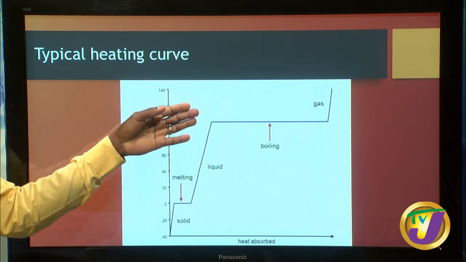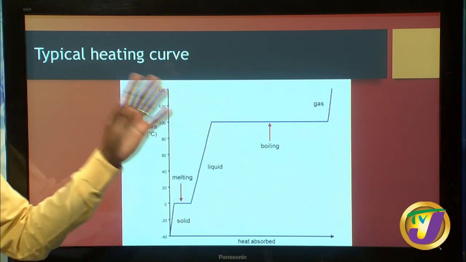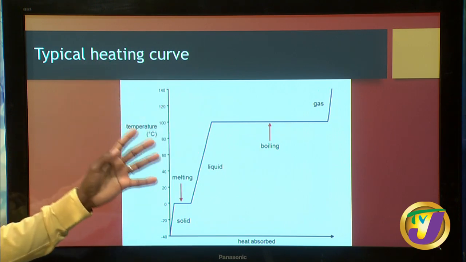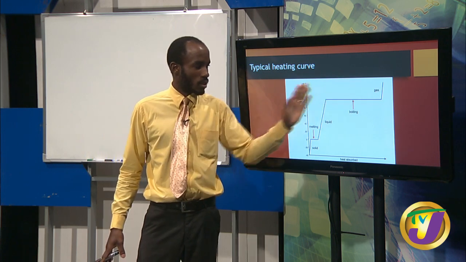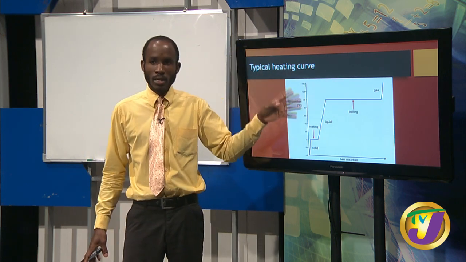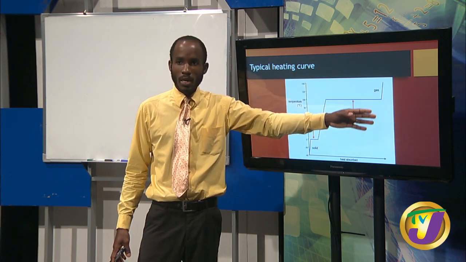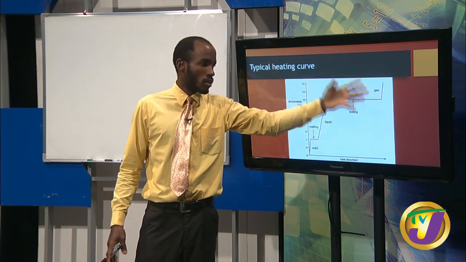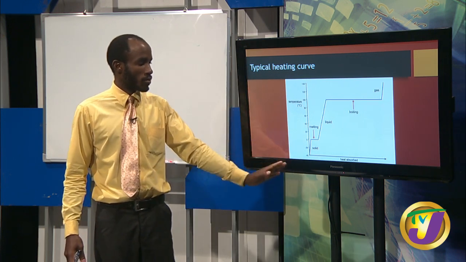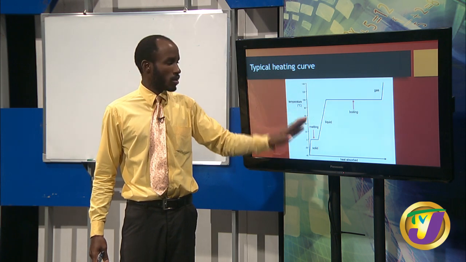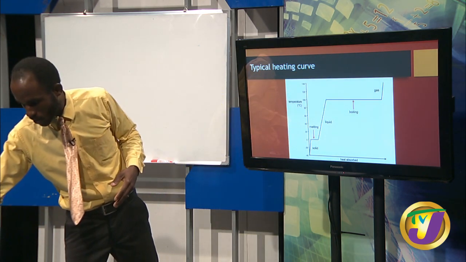When it hits the boiling point, guess what? Temperature stops increasing again. Heat is still being added in now, but what we have now is a different process taking place. So it stays constant for a time, and that is because liquid now is converting to gas. When all the liquid has become gas, no more conversion, therefore the temperature starts to increase. Alright? So that is the heating curve. Solid, flat line for melting, liquid, flat line for boiling, gas, and then it continues like that.